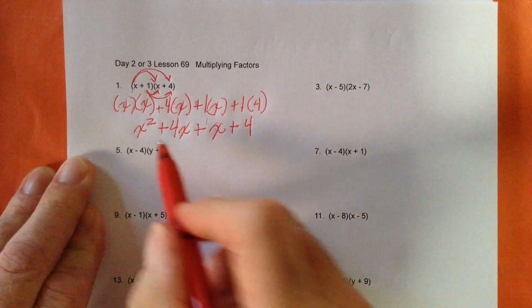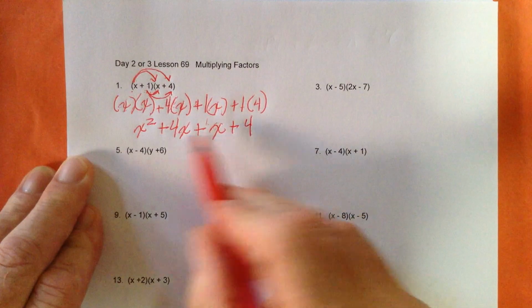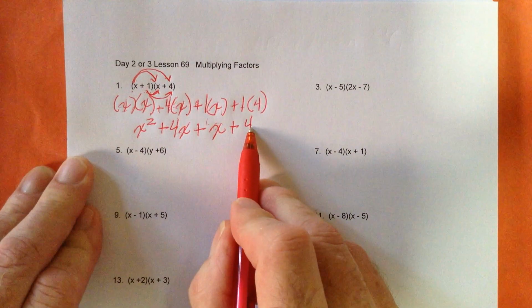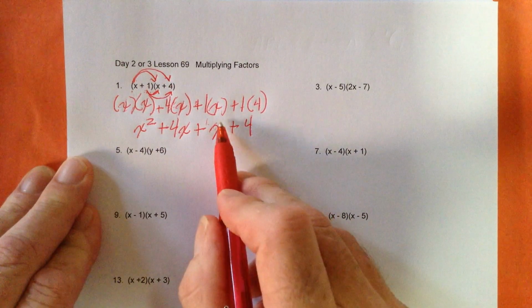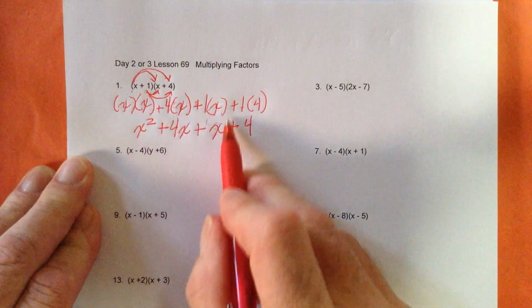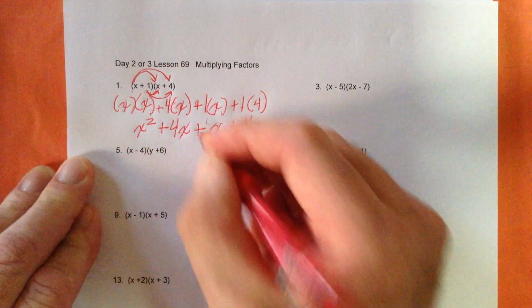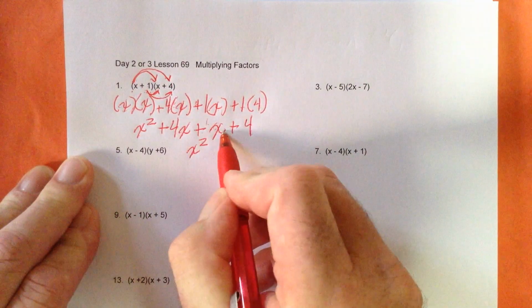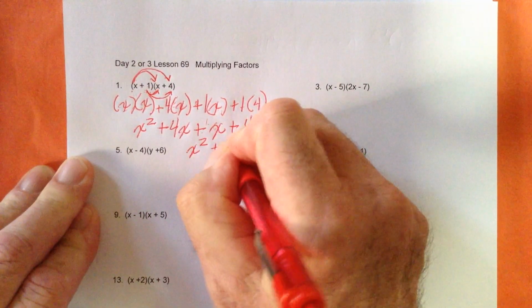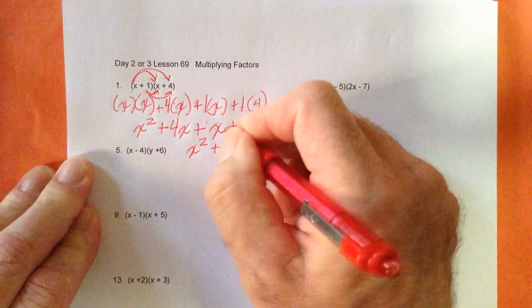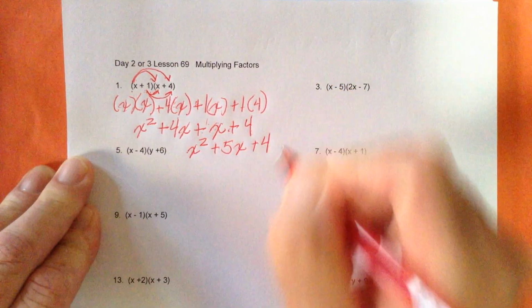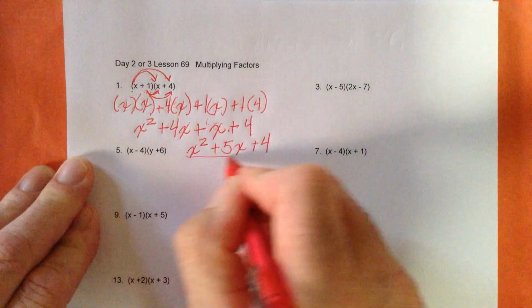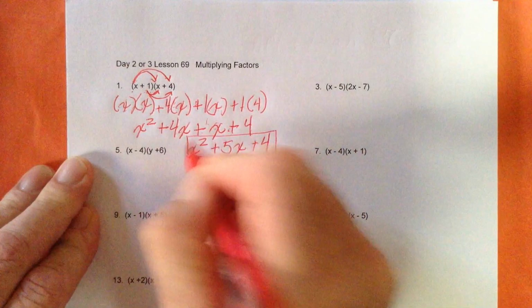Okay, so we're almost done. The last thing, like you learned in 55 and 56, is I can add these like terms here. So this here, x squared, I can go 4x plus the x, so I actually have 5x, and then plus the 4. Okay, so this will be the answer right here.